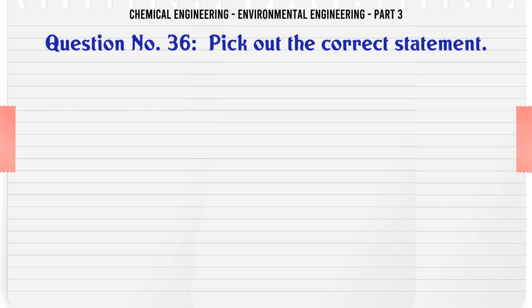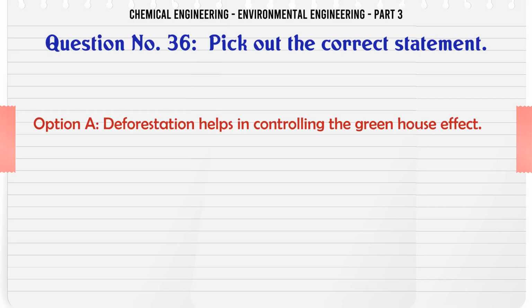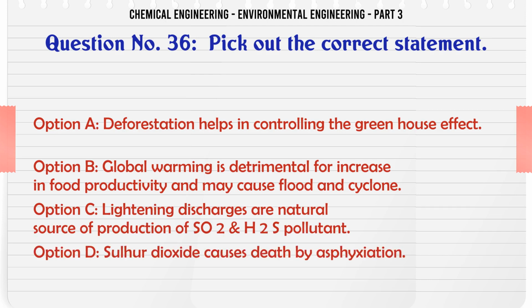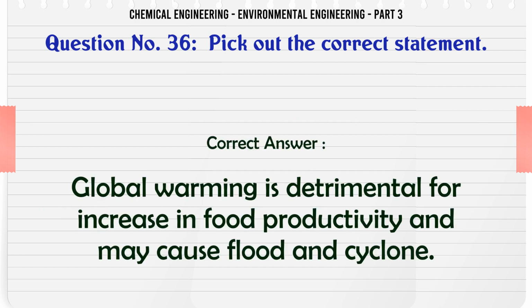Pick out the correct statement. A. Deforestation helps in controlling the greenhouse effect. B. Global warming is detrimental for increase in food productivity and may cause flood and cyclone. C. Lightning discharges are natural source of production of SO2, H2S pollutant. D. Sulfur dioxide causes death by asphyxiation. The correct answer is global warming is detrimental for increase in food productivity and may cause flood and cyclone.